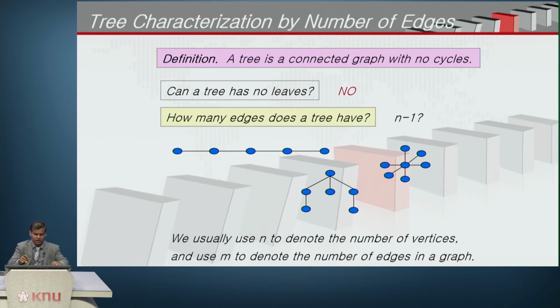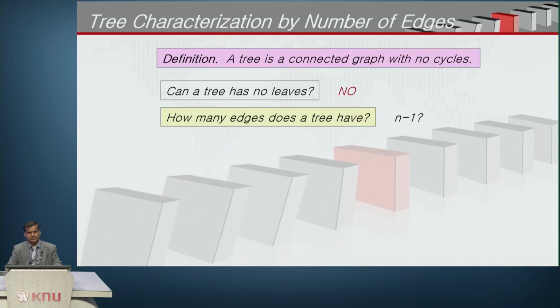For example, even this one here, how many vertices do you have? Say you have 1, 2, 3, 4, 5. You have 5 vertices, but how many edges are there? It's only 4, right? 1, 2, 3, 4. So it's a simple task of calculating how many edges a tree has: 1 less than the number of vertices, or in other words n minus 1, where n is the number of vertices.